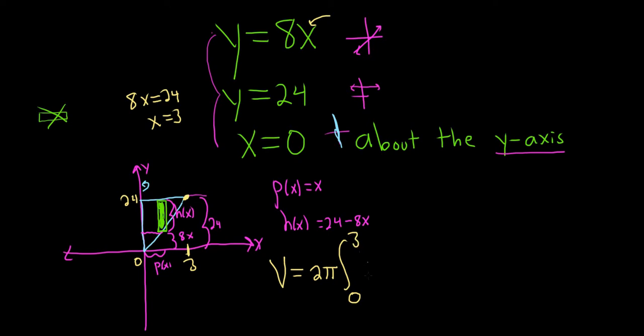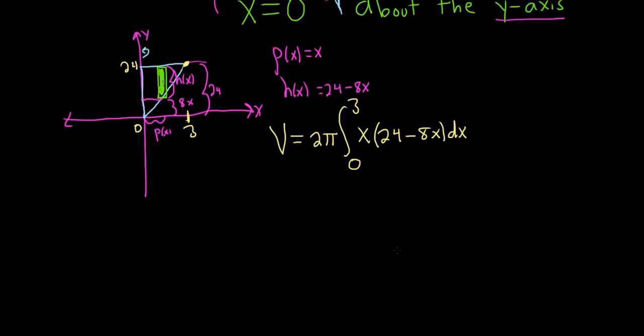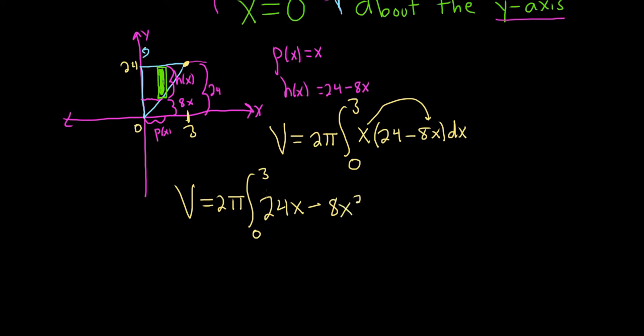And it's p times h. So it's x times (24 minus 8x), and then we have our dx. Good stuff. All right, let's go ahead and keep going. So this is 2 pi, definite integral from 0 to 3. Distributing the x, that's going to give us 24x minus, and then x times 8x is 8x squared. And don't forget the parentheses and the dx.